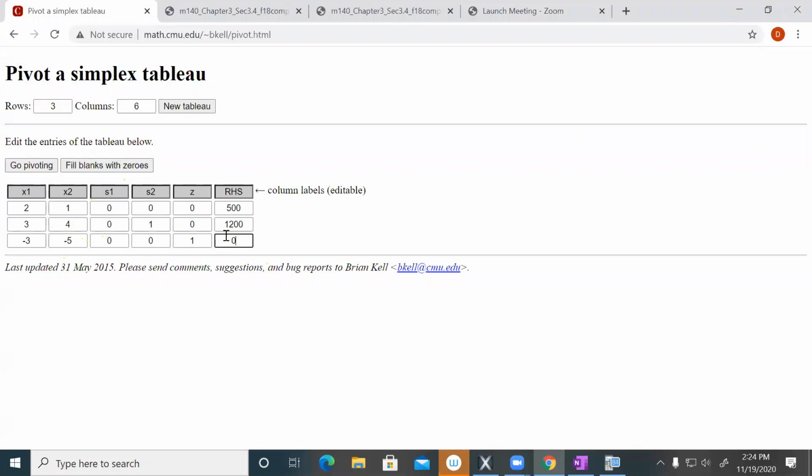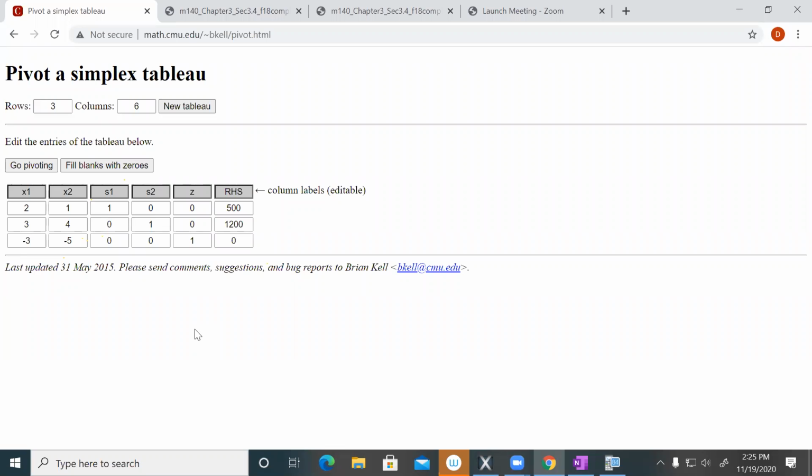Okay, so let's talk about the pivot point. The second column contains the -5, the most negative number, so the second column is my pivot column. If you divide the 1200 by the 4, I get 300. Isn't S1 on the top row? Oh yeah, that's going to be important, that would really mess me up. I missed a number, let me go fix it. It should be a 1. There we go. Okay, I got all the numbers right.